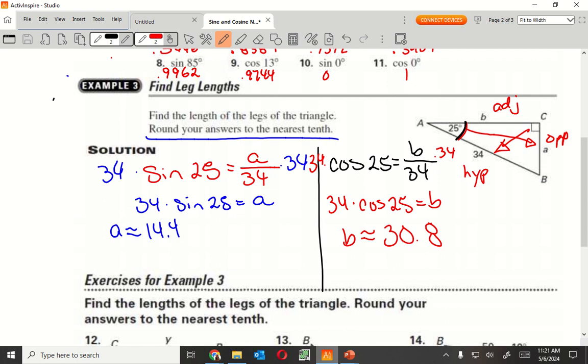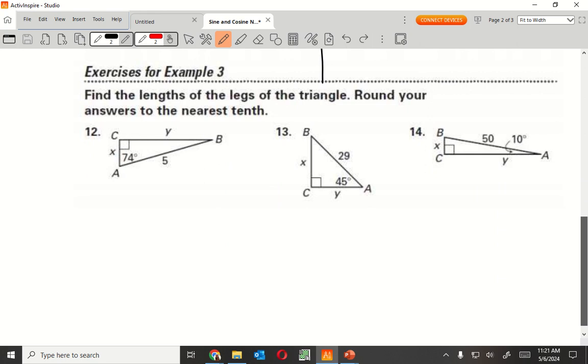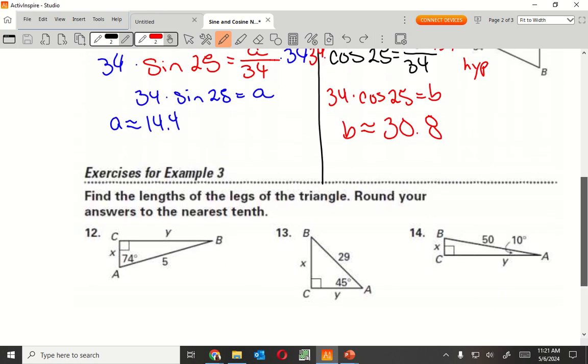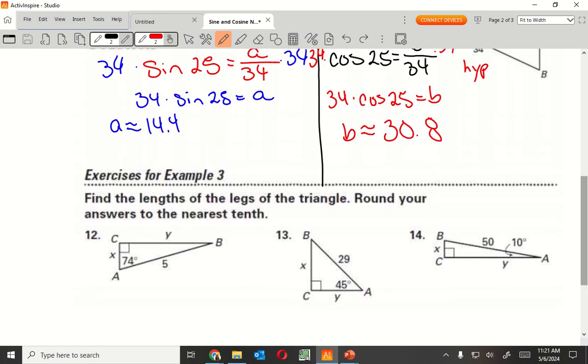Alrighty. You people are trying these practices right here. 12, 13, 14. Actually, for the sake of time, let's only do 12.